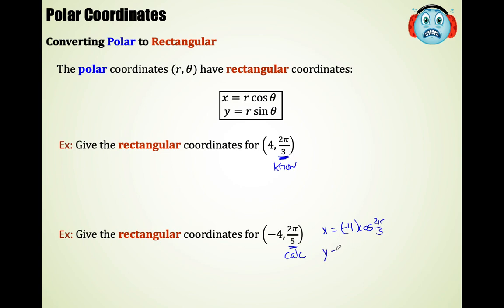Make sure you're in radian mode. Think about what quadrant 2/5 pi is in, right? 2/5, 1/5, right? 1/5 would be not very high, right? So with -4, I'm going out a radius of -4, -4 to here, and then I'm traveling in the counterclockwise direction, right? I'm in the correct way, 2/5 pi.